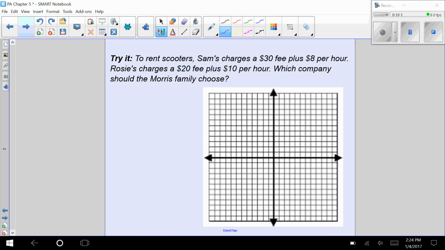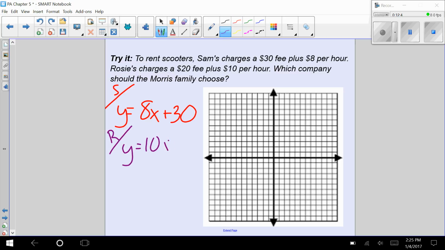So now, to rent scooters, Sam's charges a $30 fee plus $8 per hour. Rosie's charges a $20 fee plus $10 per hour. Which company should the Morris family choose? Try this one on your own. All right, let's start with Sam's. For Sam's, we're going to get y equals 8x plus 30. And then for Rosie's, our equation will be y equals 10x plus 20.